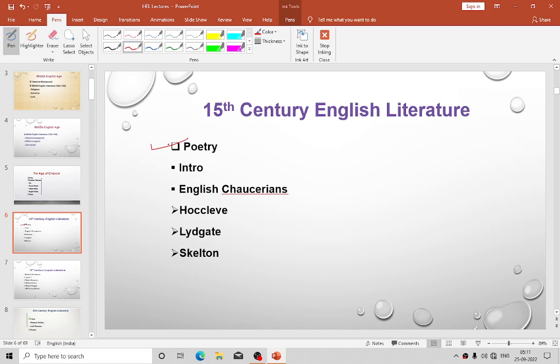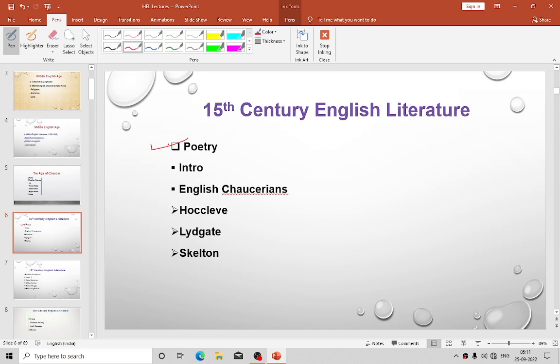In prose, it produced one great book. The title of that book was Morte d'Arthur, written by Thomas Malory. This period witnessed the establishment of the drama. It was in this period that the old beautiful English folk songs or ballads were written.